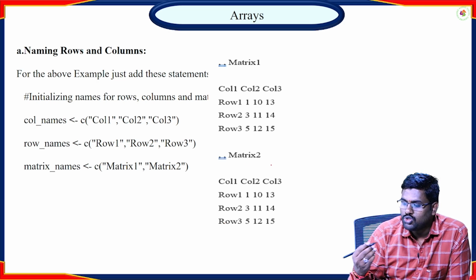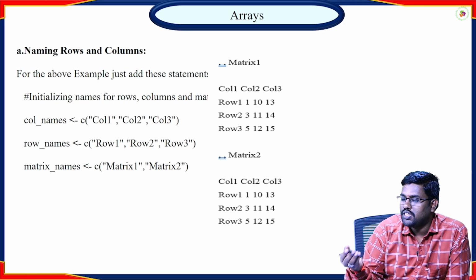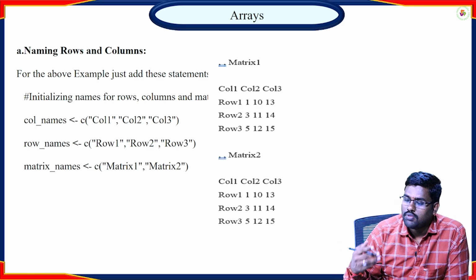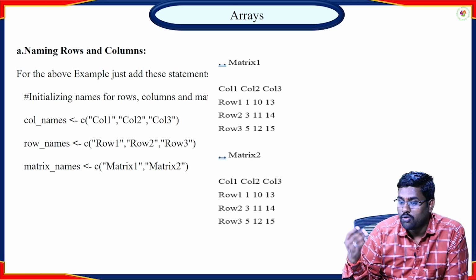So if you have to change the index numbers to column names 1, 2, 3, and row names R1, R2, R3, and matrix names, it depends on how many times the given matrix will be executed. That may be 2 matrices, or 3 matrices, or up to n matrices.